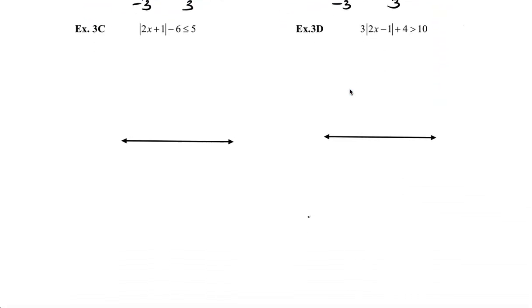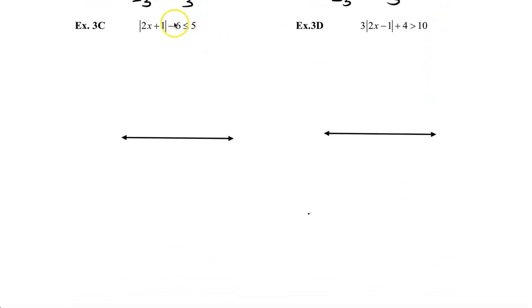Now let's do a little tougher one. Same idea. First thing I do, though, don't split it yet. There are a couple of mistakes people make, but one of the most common is splitting too early. You have to isolate the absolute value first. So let's get rid of that 6. Plus 6, plus 6. These cancel out. I get the absolute value of 2x plus 1 is less than 11. Now I have the absolute value isolated. Now I can split it.